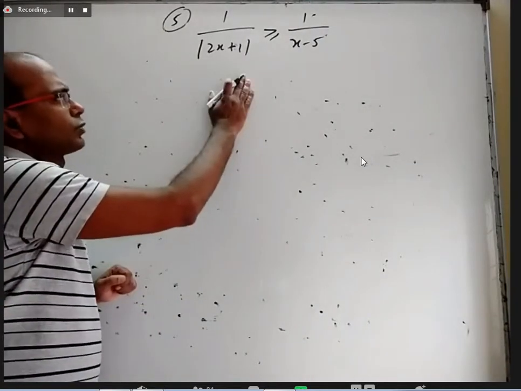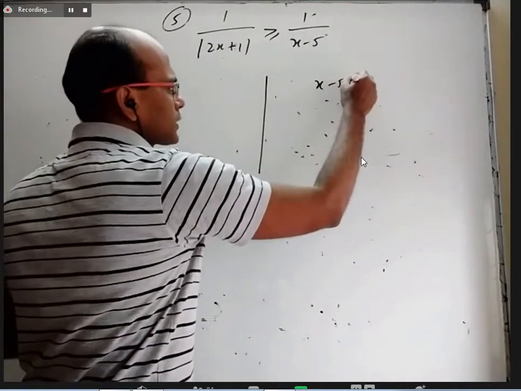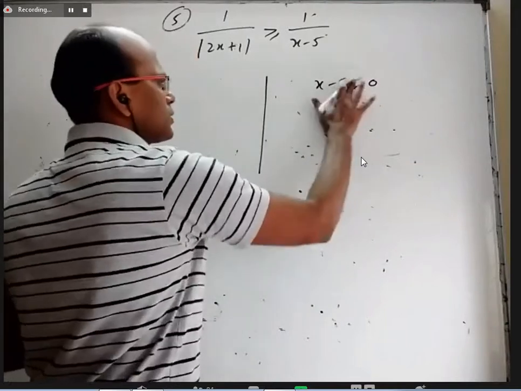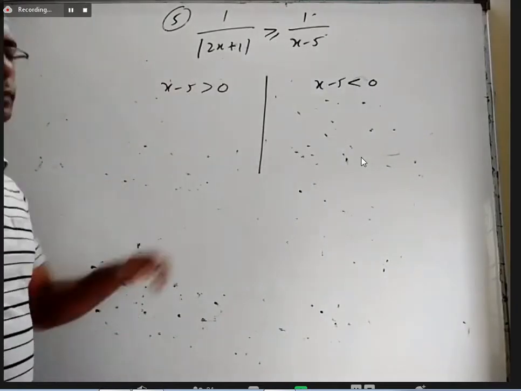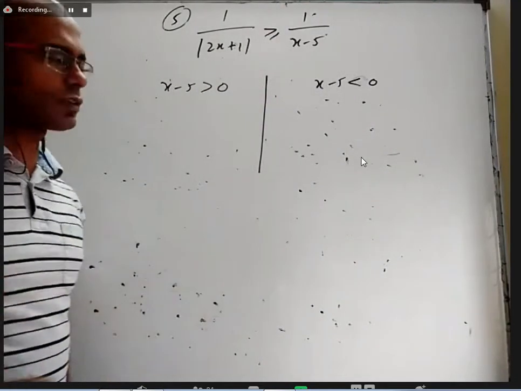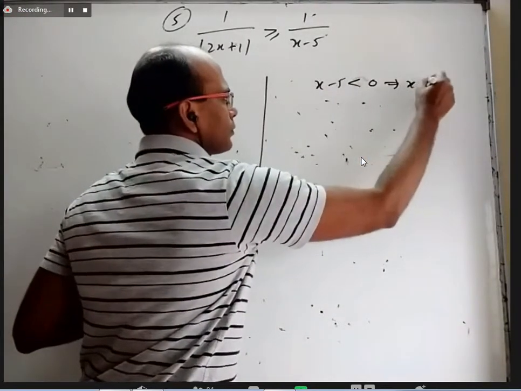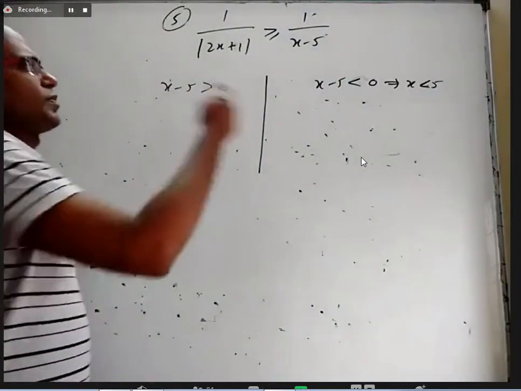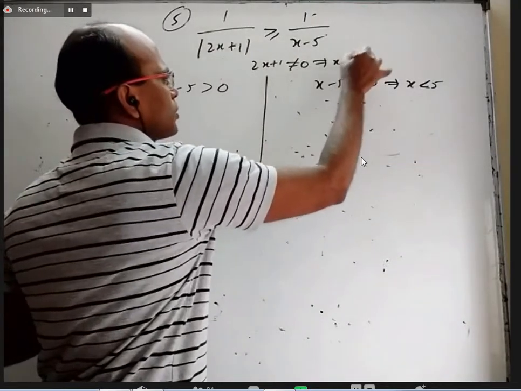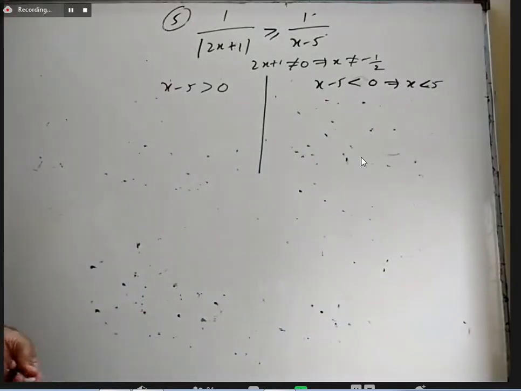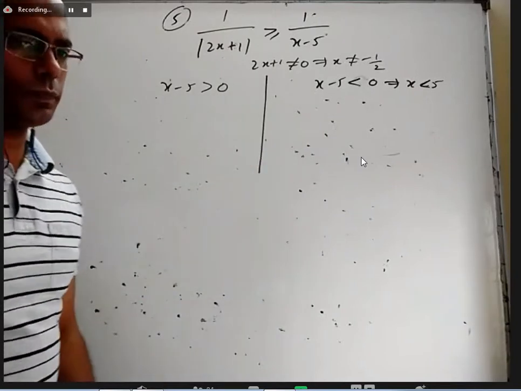Okay, now this one, what to do here? I have to take two cases: x minus 5 greater than 0 or less than 0. x minus 5 equal to 0 I should not take anyway, because the denominator being 0 is undefined. So equal to 0 is meaningless; positive and negative only. Okay, here we take x less than 5. But much before that, 2x plus 1 should not be 0. So x should not be minus 1 by 2. Up front, x should not be minus 1 by 2. x should not be 5 anyway, that I removed.